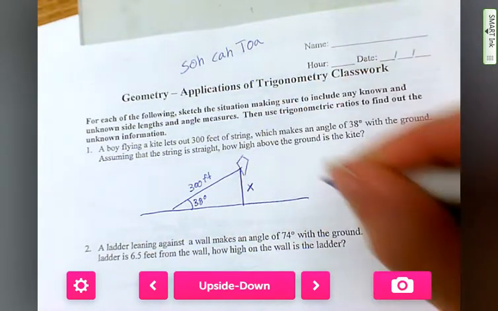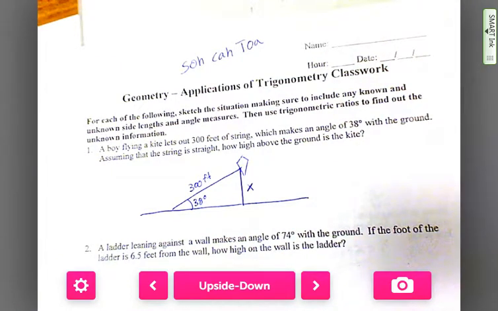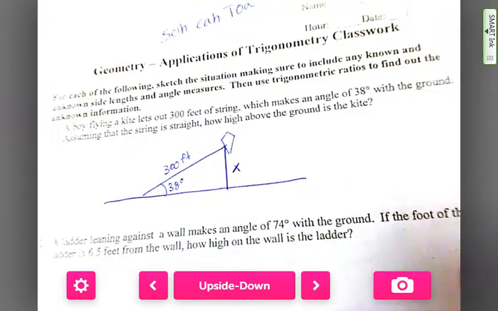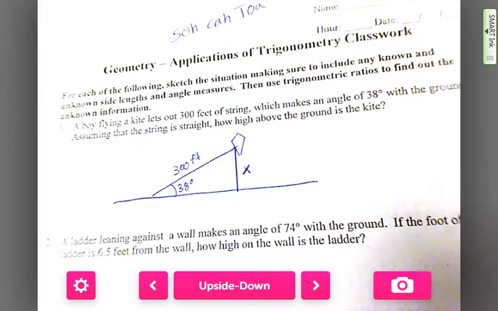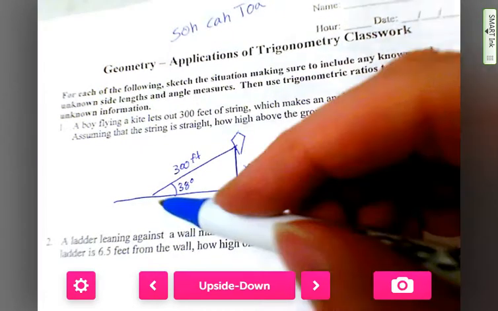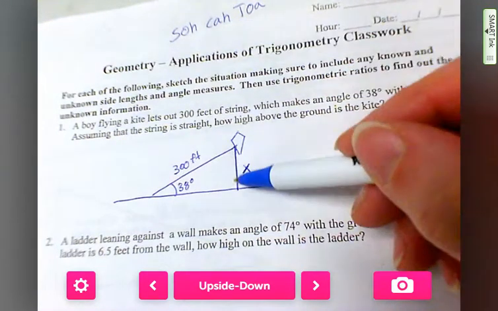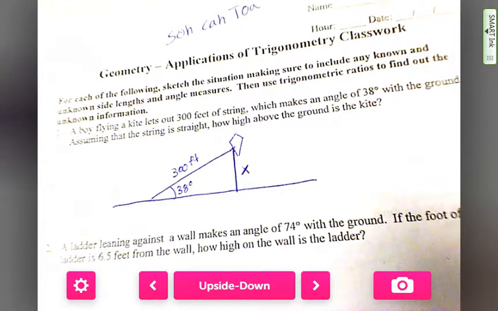Want to know how far? So the hardest part of this is really drawing that triangle first, figuring out where each of those pieces should lay. Do we agree that this is right? The string and the ground make a 38-degree angle. The string's 300 feet, and we're trying to find how far it is off the ground, right? Questions about that so far?